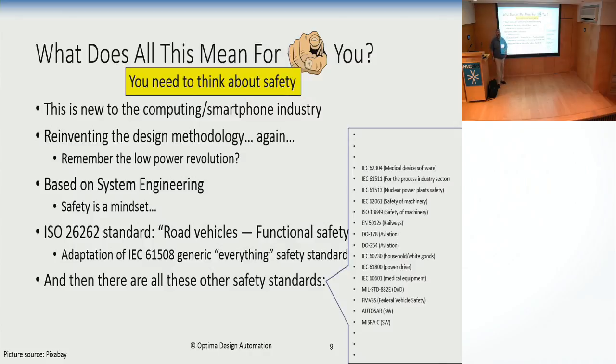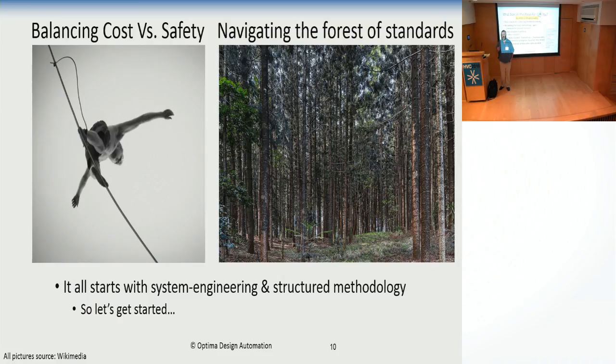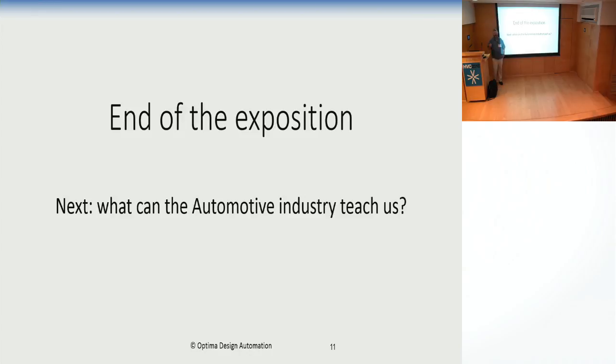The bottom line here is that you need to think about safety, which is the point of my presentation today. So, if you want to start thinking about safety, what do you need to do? Basically, you need to start balancing cost versus safety, because in many areas, you can have perfect safety at unacceptable costs, and we'll show some examples later. And you need to start navigating this forest of standards and understanding what applies to you and how you need to do it. But basically, it starts with system engineering and a structured methodology that works on safety, and so we can get started.